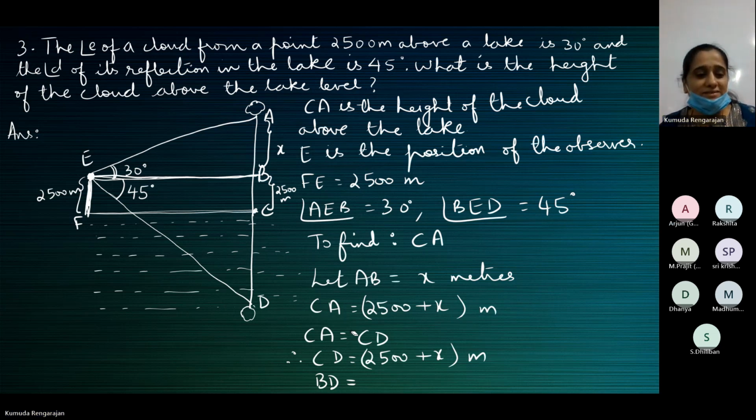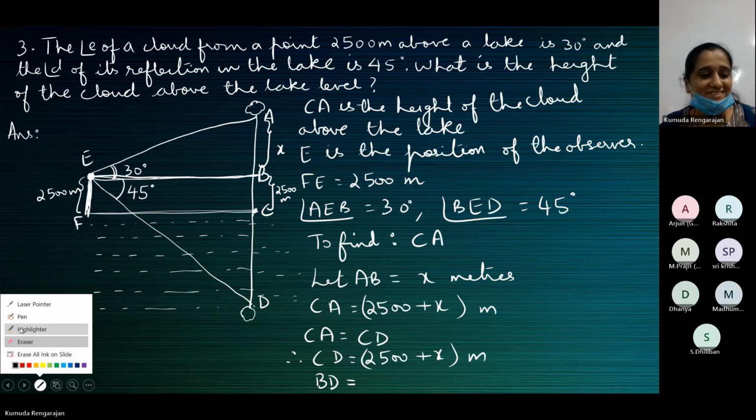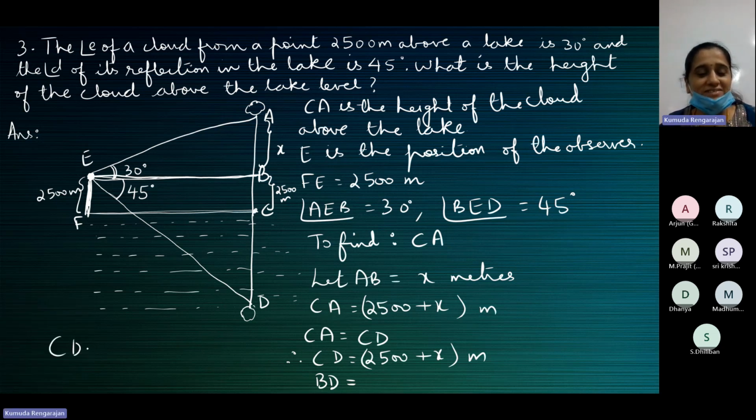CD? Same thing, X plus 2500, because of the laws of reflection. So CD is equal to X plus 2500. How much is BD then? BD, this one from here to here. BD is BC plus CD. How much is CD? CD is this one. Then how much is BC? 2500. Then how much is BD? 2500 plus 2500 plus X. So X plus 5000 it is.